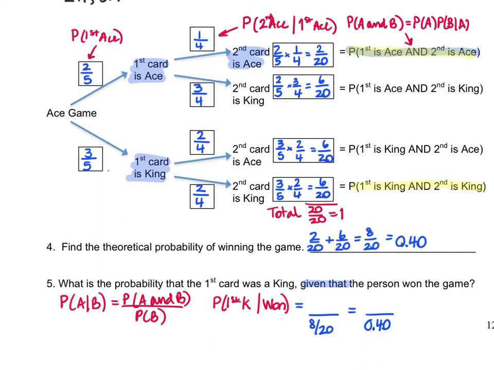And the probability that someone got a king and won means the first card was a king, they're going down this path. First card was a king and they won. So that is 6 out of 20, or 0.30. So the conditional probability that the first card was a king, given that the person won the game, is 0.75. Let's summarize what we've learned in our box of important ideas on the next page.